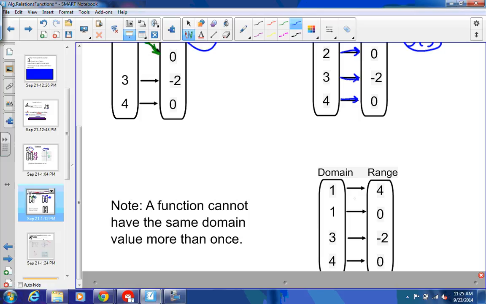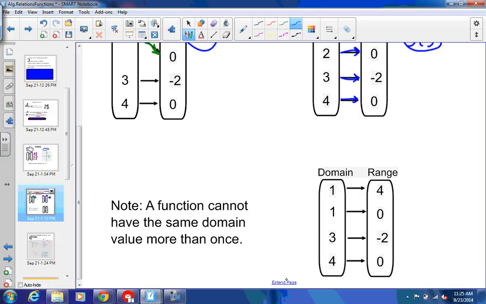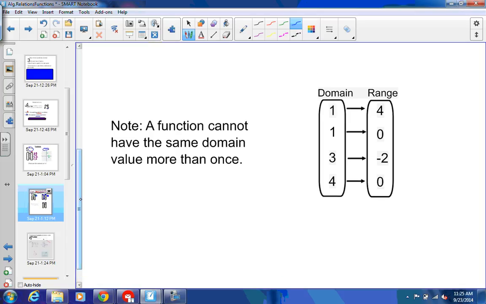This one, it looks like they all have their own. And this is where it gets tricky sometimes. This one looks like they all have their own, because there's only one arrow going to each thing. But if you notice, there's two 1s, so really you didn't have to list this twice, but you can, and that's saying that 1 goes with 4 and also 1 goes with 0. It helps to note that a function cannot have the same domain value more than once. So if 1 is listed more than once here, it's not going to be a function. So no, it's not a function, because that 1 is going with 2 different numbers. That contradicts our definition.